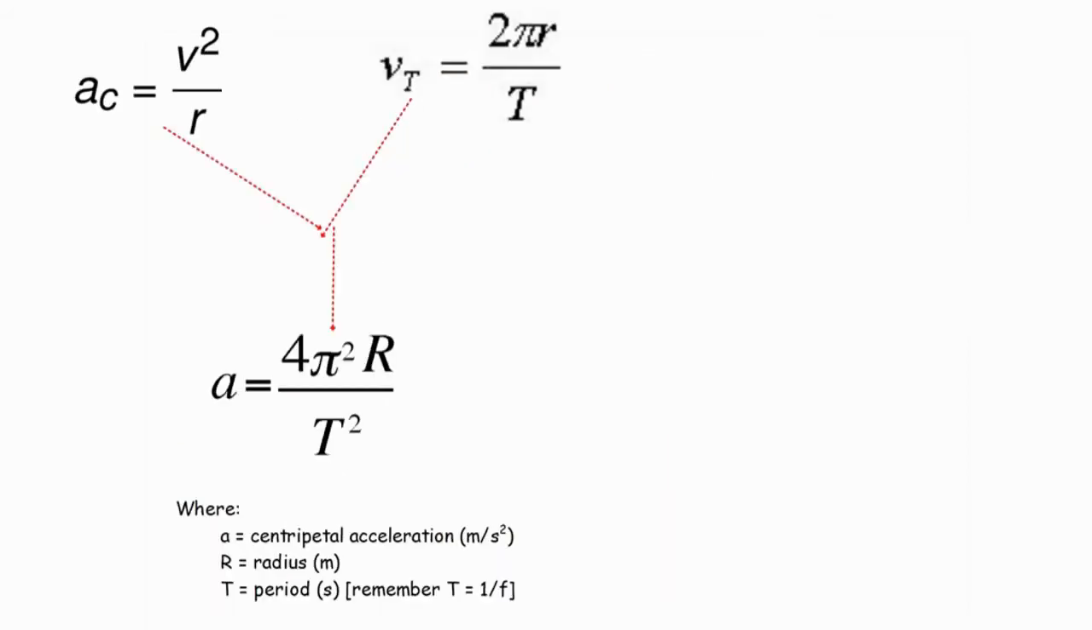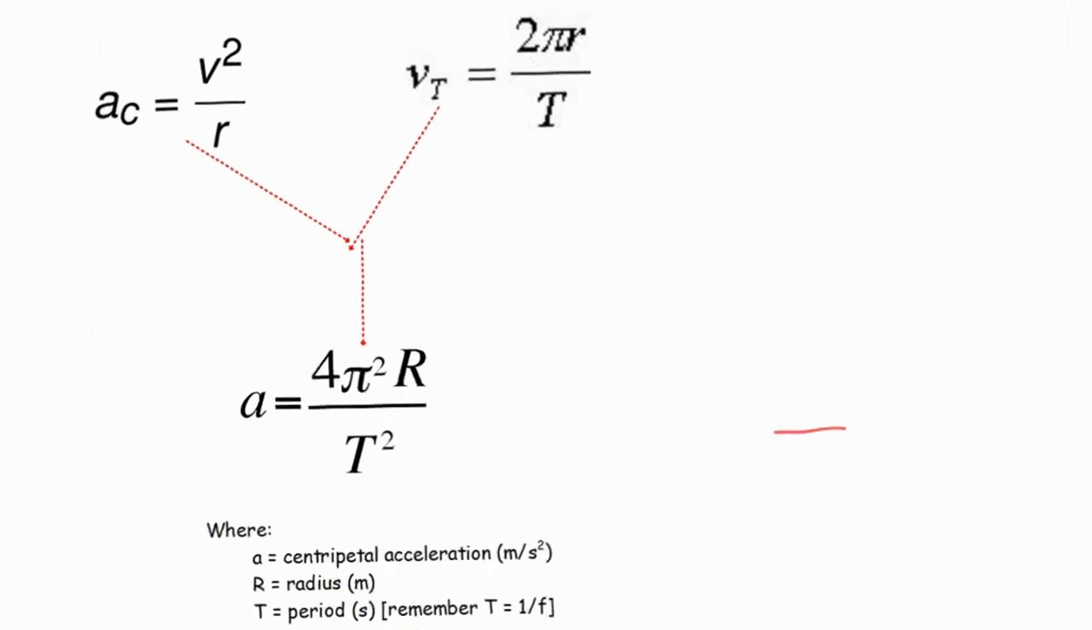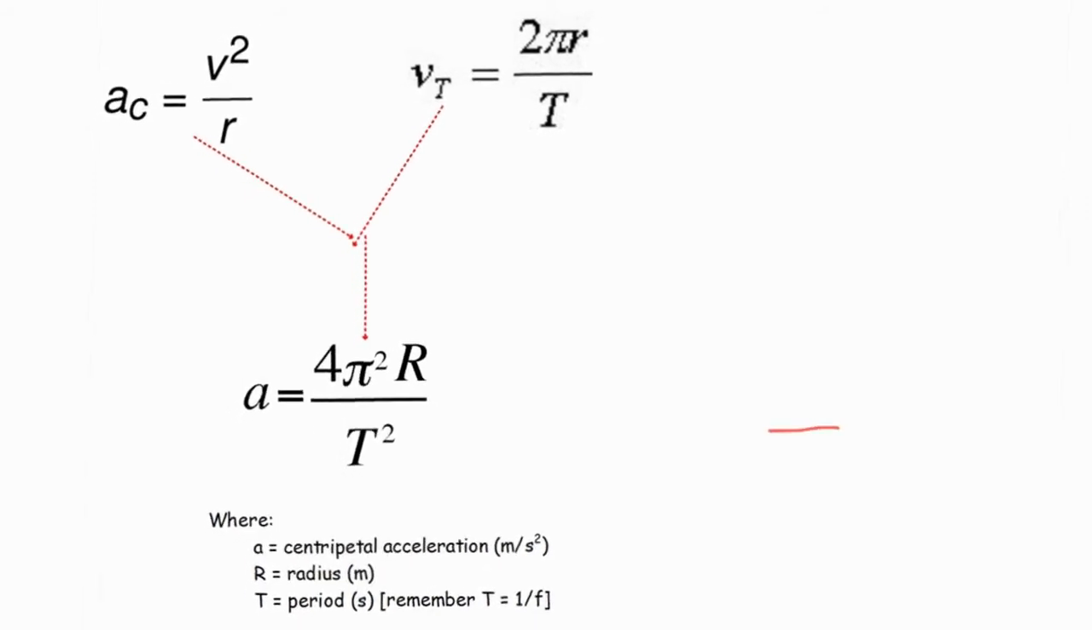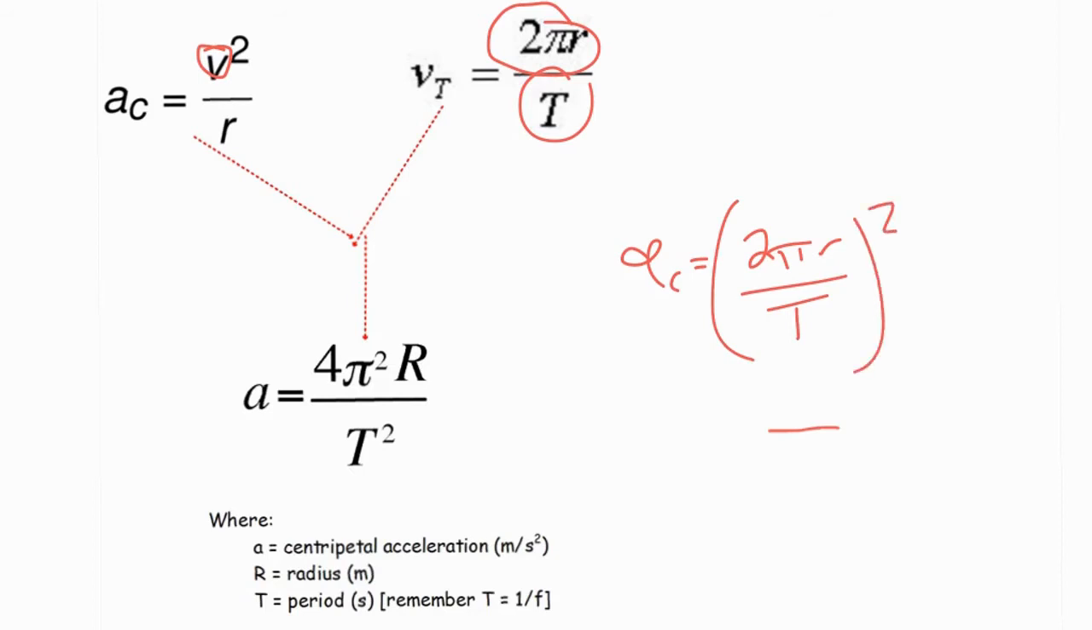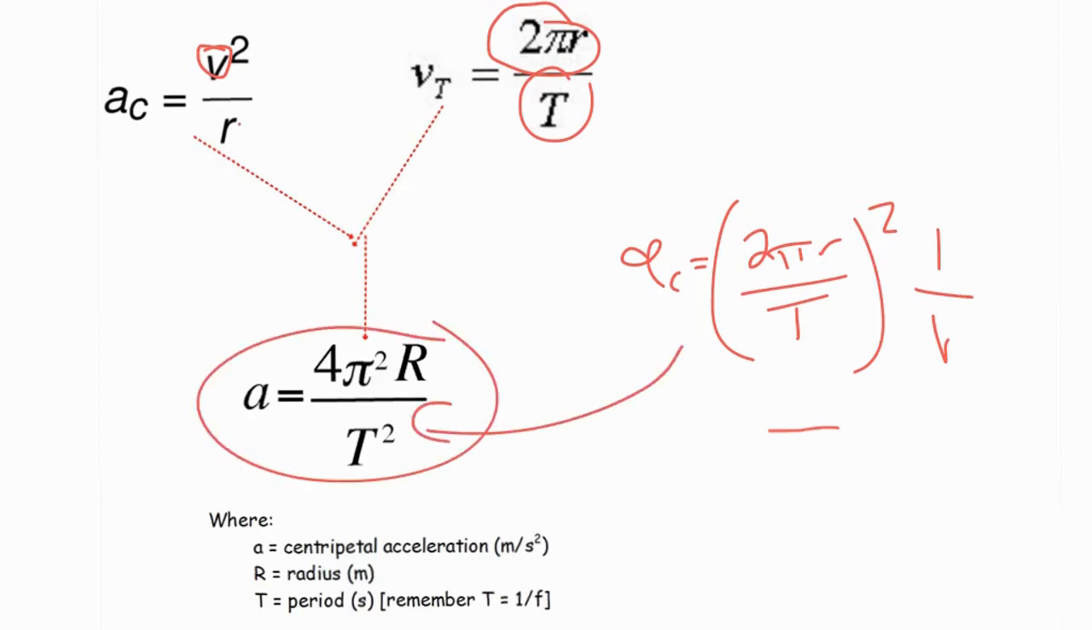That's one equation. If we take both those equations that we had, so we take the acceleration and the velocity is 2 pi r over t. So we can take this, again, this is v squared, 2 pi r over t squared. So I take my centripetal acceleration is 2 pi r over t, and that's squared, divided by r. That's that first equation.